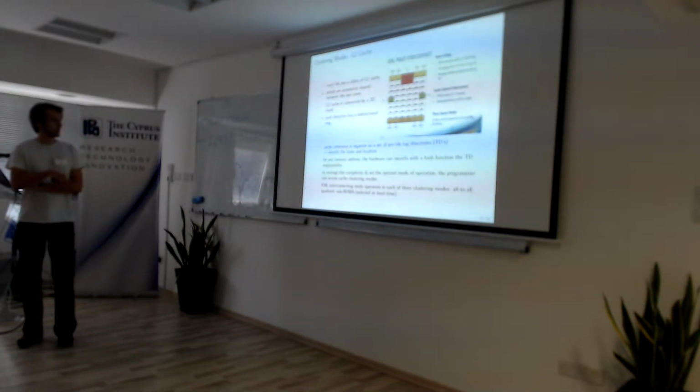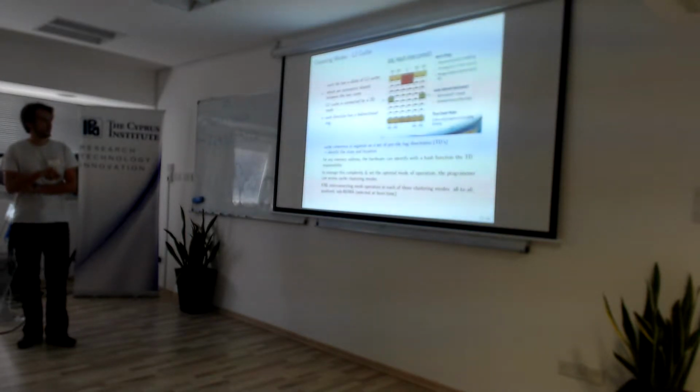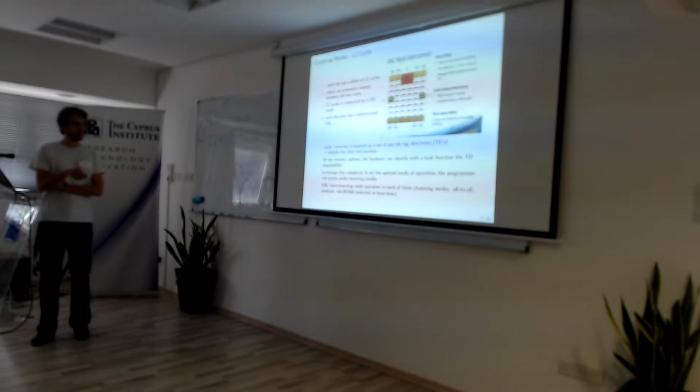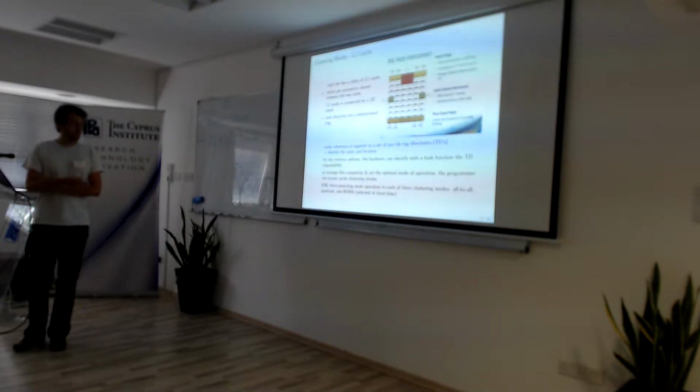In principle, the cache coherence is organized as a set of distributed tag directories, which identify the stable location. For any memory address, the hardware can identify with hash functions the responsible tag directory. To manage this complexity and to set the optimal mode for the operation, the programmer can select different clustering modes, which means there are modes like all-to-all, quadrant, and sub-NUMA modes, which have to be selected at boot time.